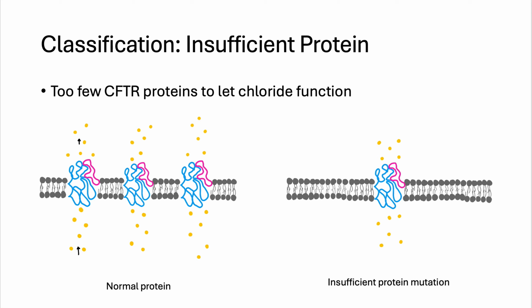Next up is an insufficient protein mutation. This happens when there are not enough CFTR proteins to keep up with the body's demand to allow the chloride to flow through and function. This image shows an example of the right amount of protein allowing the right amount of chloride to function, and on the right you can see that there's just not enough protein, so even the chloride that's going through is not enough for what the body needs.